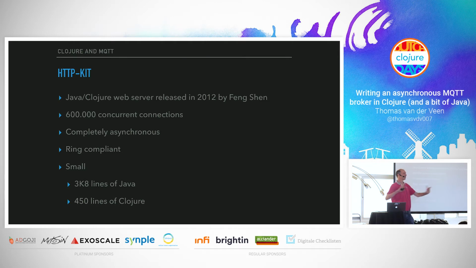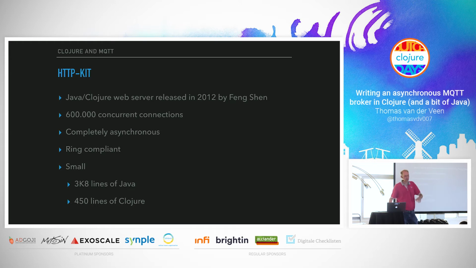His web server is completely asynchronous. It's Ring compliant, which means you get a map as a request and you return a map as a response, just like Ring does, so you could port any Ring application relatively easily to it, and it's really, really small. It's actually 3,800 lines of Java in there and 450 lines of Clojure code. It's actually more Java than Clojure, yet it's a Clojure web server. When I read about it, I thought that's pretty cool. And as you said, you heard about it, so you might think that's cool as well.